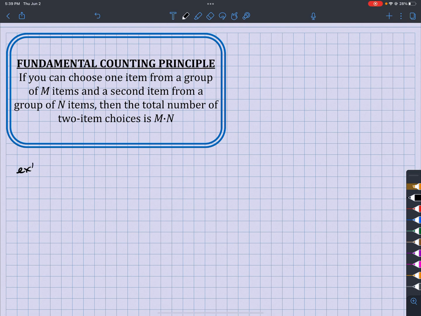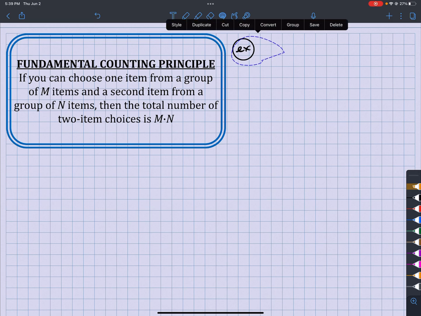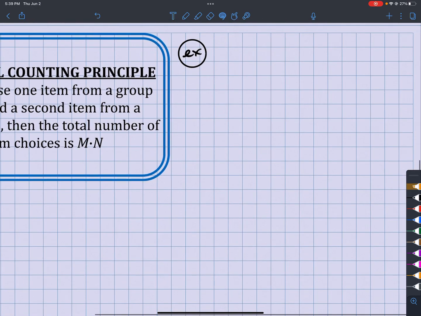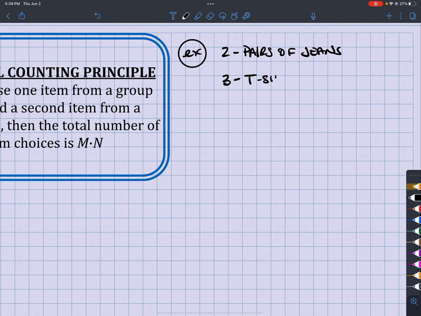So let's say the example says that you wake up in the morning and you're trying to get dressed. And as you're getting dressed, actually, let's put this example up here. As you're getting dressed, you go in the closet and hanging there is only two pairs of jeans. You have 3 t-shirts. And you have 2 pair of shoes. Right?